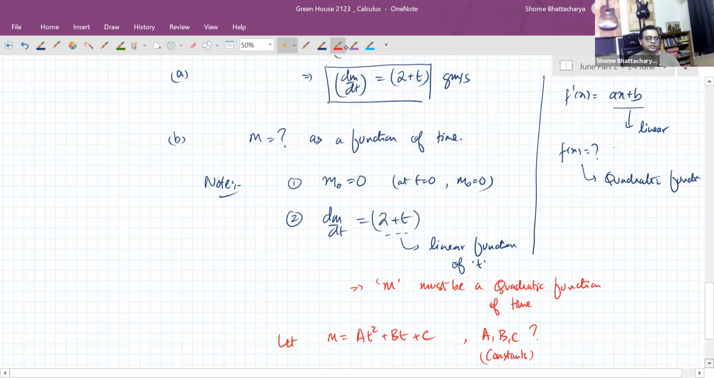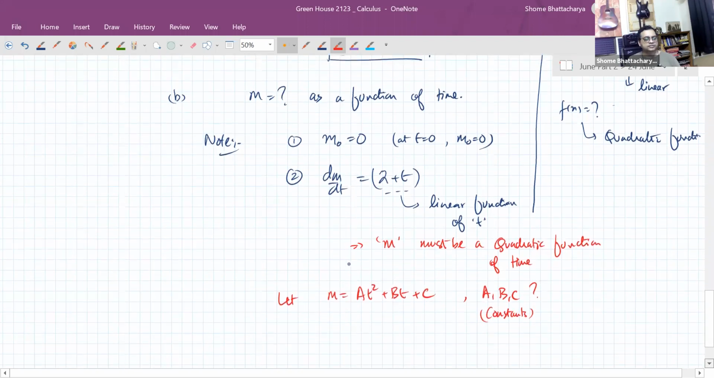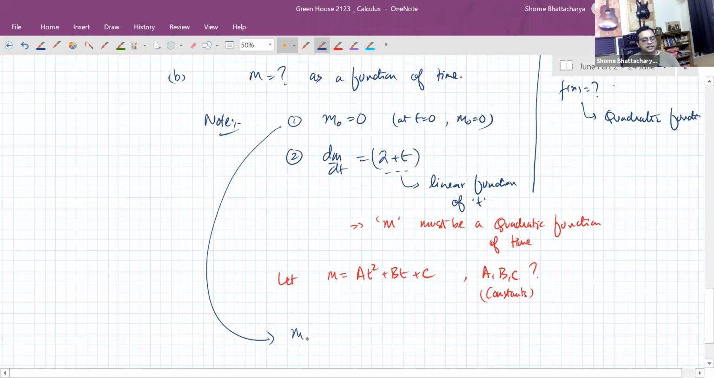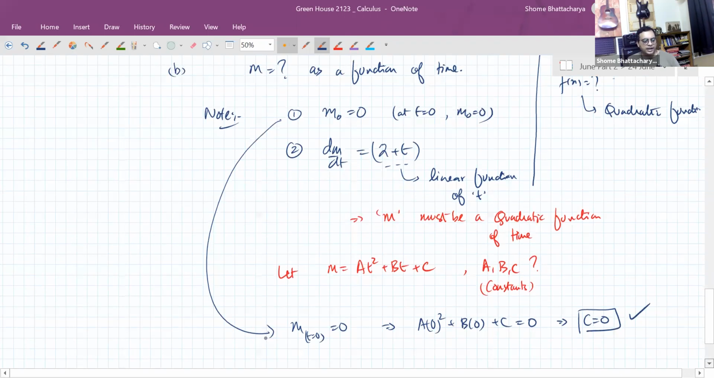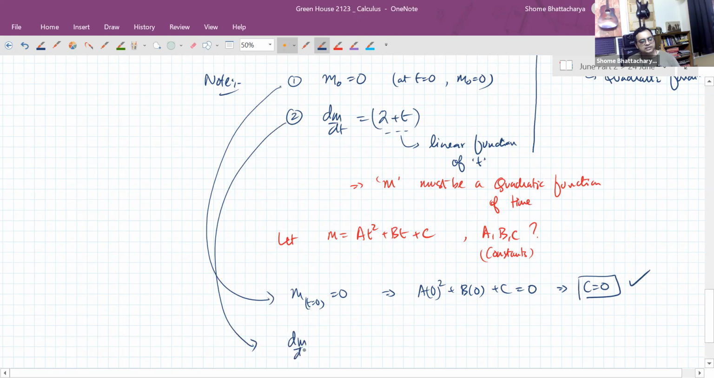How will we calculate them? So first, we'll use this information, that in this function m at t equal to 0 should be 0. So substitute that. So a into 0 plus b into 0 plus c should be 0. So that tells me that c is equal to 0. So one of the three things I've got, a, b, c. Now, the second thing that I know is that dm by dt, the instantaneous rate of change, should be 2 plus t.